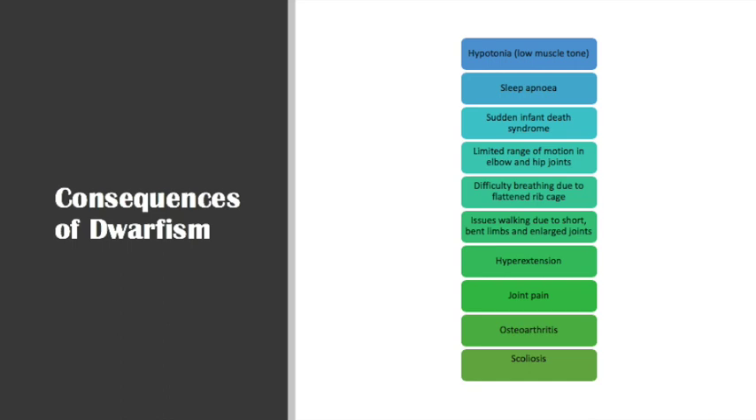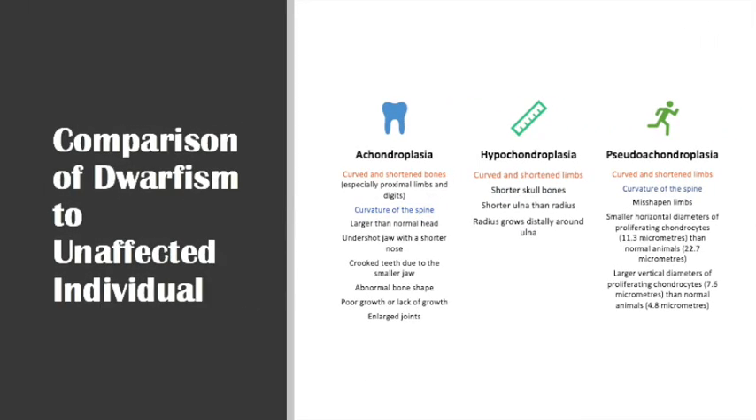Such issues include hypertonia, sleep apnea, sudden infant death syndrome, limited range of motion in elbows and hip joints, difficulty breathing due to flattened rib cage, issues walking due to short bent limbs and enlarged joints, hyperextension, joint pain, osteoarthritis, and scoliosis. This is why it is important to discourage selective breeding for dwarfism and spread awareness, as it greatly reduces risk of costly health complications, and if a pet owner is unaware of this, they may not be able to provide adequate care for the animal.